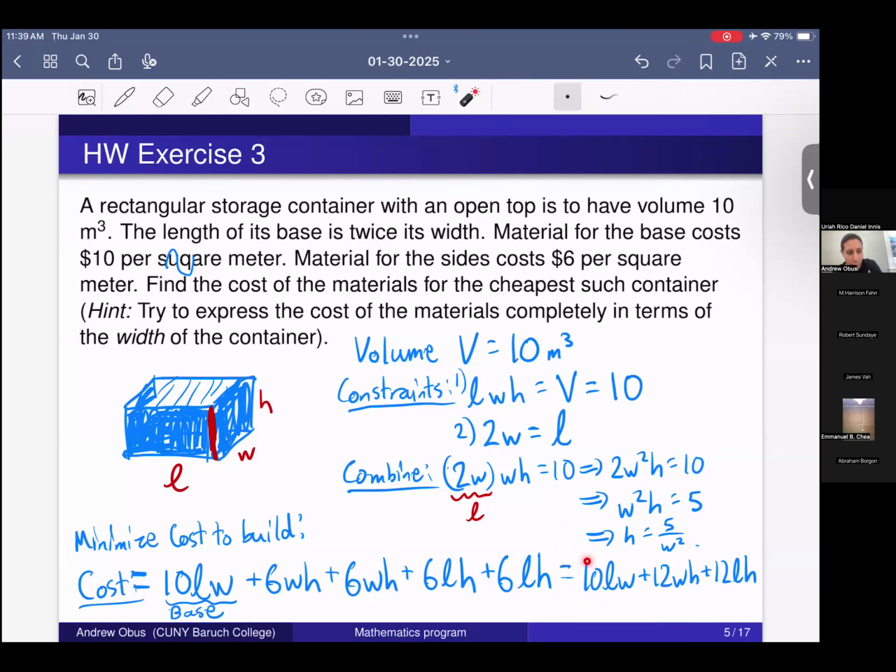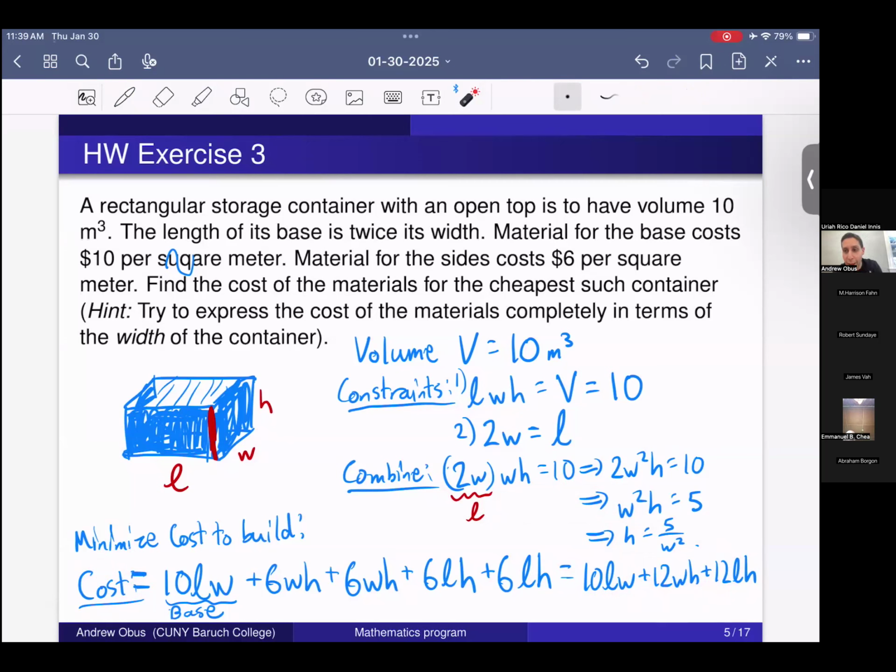This is what I'm looking for, right? We have an expression which we're going to try to minimize. This is the total cost of building the box. This is 10 times the length times the width plus 12 times the width times the height plus 12 times the length times the height. This is the cost of building the base and the left and right sides and the front and back sides. So eventually we're going to convert this all to W and use calculus to minimize it.